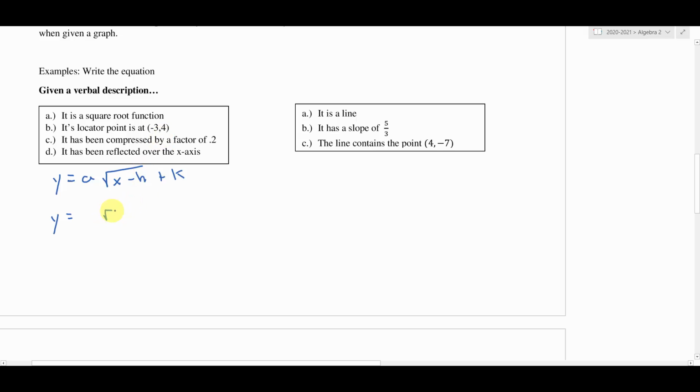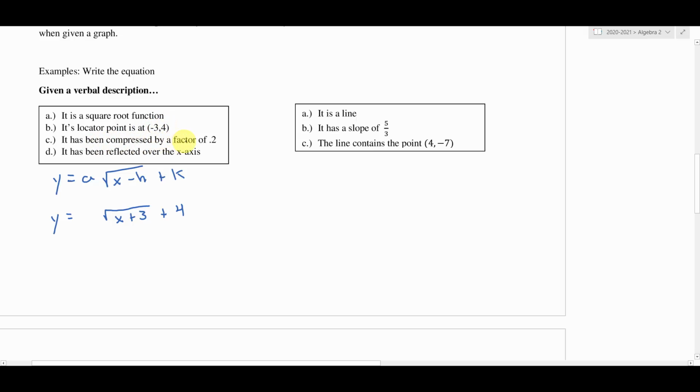Okay, so to go from 0 to negative 3, it had to move left, and to move left I need an x plus 3. And I also know that the k value is going to be 4 because normally it starts at 0, so it went from 0 up to 4, so it went up 4, which means I need a plus 4 on the end. So I got 2 pieces of information from that one clue.